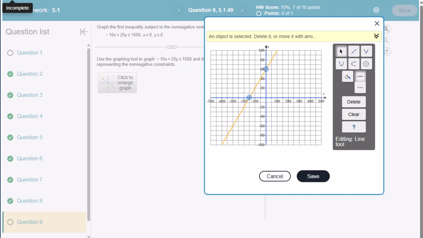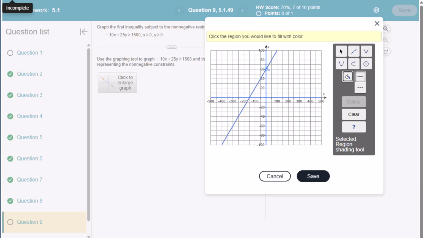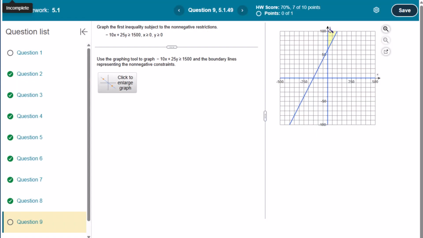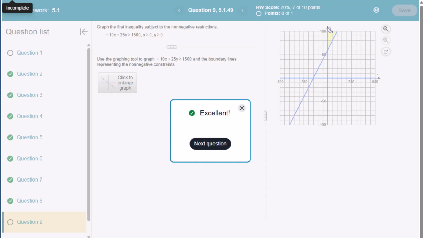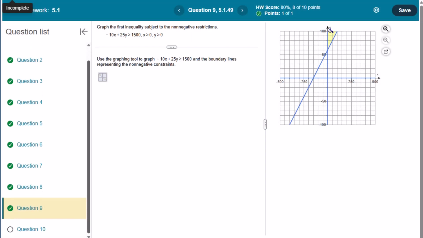So what works is the other side. So let's see, I need to shade that little piece there. Okay, let's see if it's happy. And it is. So hopefully you are happy as well.